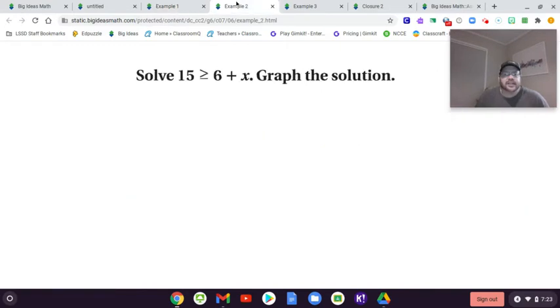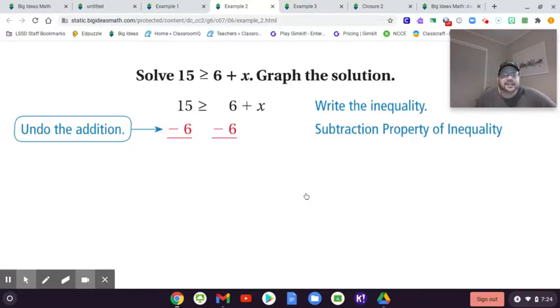All right, so now example 2. Solve 15 is greater than or equal to 6 plus x. Graph the solution. Which operation should you do to solve this? Yes, you should be subtracting. We're trying to isolate x, so we are going to subtract 6 from each side because that undoes this addition here. So what will our answer be? Yes, our answer will be 9 is greater than or equal to x.